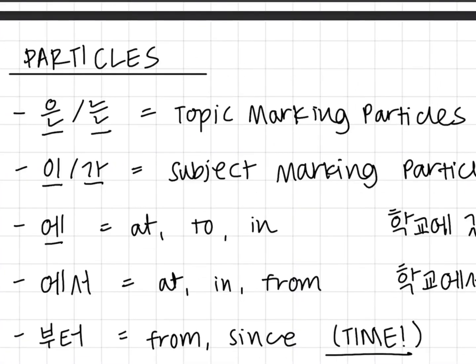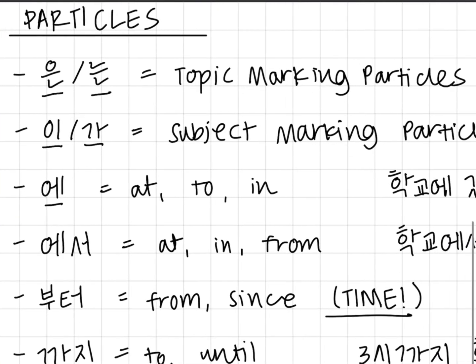Okay, next up, let's talk about particles. This is very important and I won't be going into detail, so please do look at the lessons if you do not understand anything. 은 and 는 are topic marking particles, whereas 이 and 가 are subject marking particles. The difference is whether a word ends in a vowel or a consonant. 에, 에서, 부터, and 까지 are all location and time particles. 에 is at, to, or in.